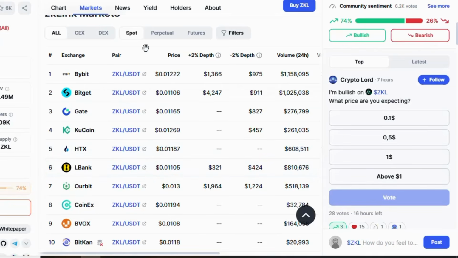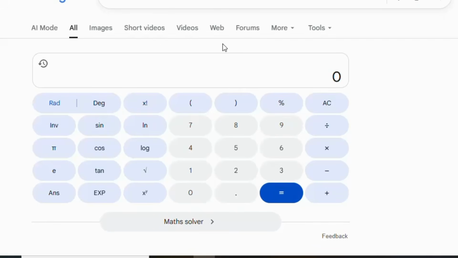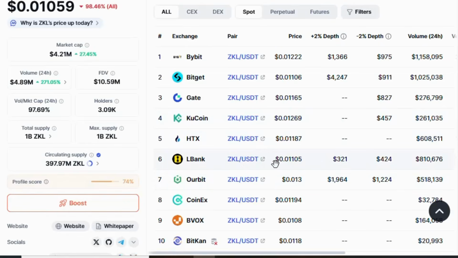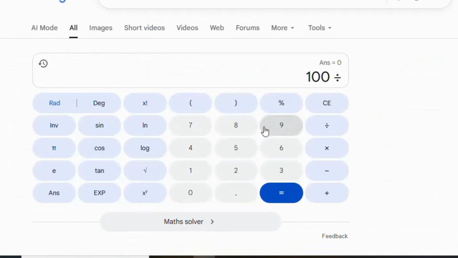So LBank, okay, let's do some simulation with $100. So I'm going to go to my calculator right now. On the calculator, all I'm going to do is put in my capital, let's say $100, and then we'll divide it by my buying price. My buying price is on LBank, which is 0.01105. So that will just be 0.01105, and this gives us 9,049 tokens of ZKL.